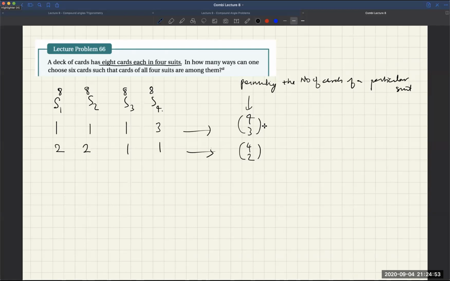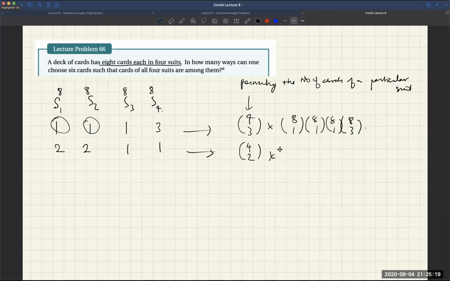Okay, now what about once we have chosen them, 4 choose 3, now in how many ways can we remove these cards? We need only one card of suit 1, so in how many ways can we do that? 8 choose 1 ways. Here also one card, so 8 choose 1, and here also one, so 8 choose 1, and here 3 cards are needed so 8 choose 3. I hope this is very clear, guys.